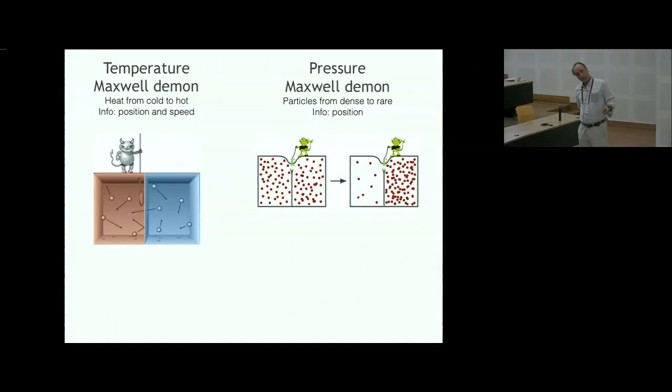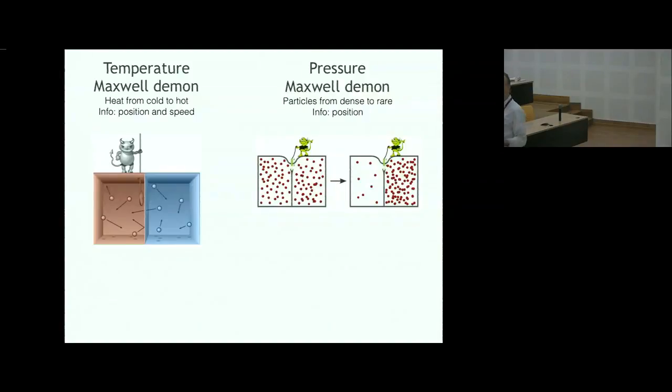But there is another simple version of the daemon, which is the pressure Maxwell daemon. If you have just a door and you open the door when the particle comes from left to right, and close the door when it goes from right to left, then you see immediately that you are accumulating particles in the right part. This is called a pressure daemon, and it also defeats the second law, because once you have a high density here and a low density here, you can put a piston and extract work from the thermal bath, if this is in contact with the thermal bath.